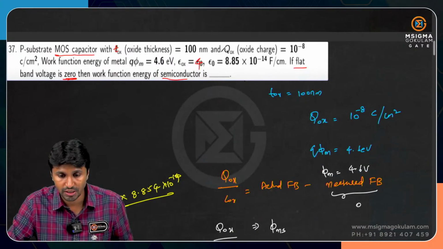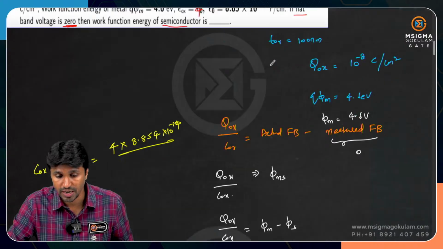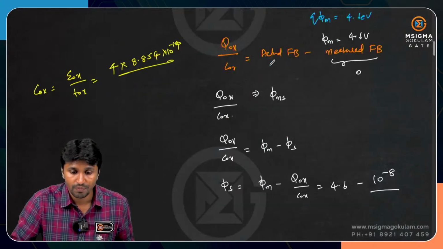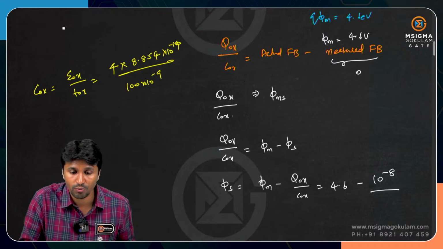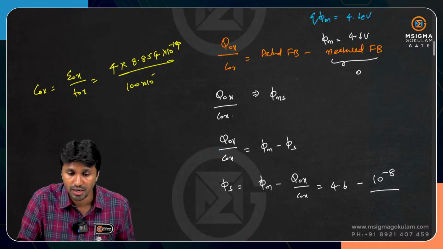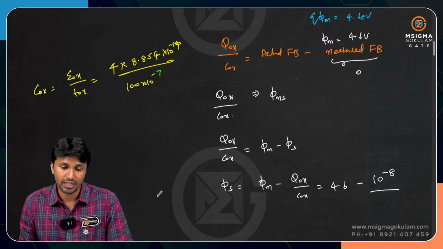T ox, how much is given? So 100 nanometers. Listen, be careful. It is given in meters. So therefore, this is nothing but 100 into 10 raised to minus 9 meters. You have to convert it into centimeters. So therefore, this becomes 10 raised to minus 7 centimeters, right?